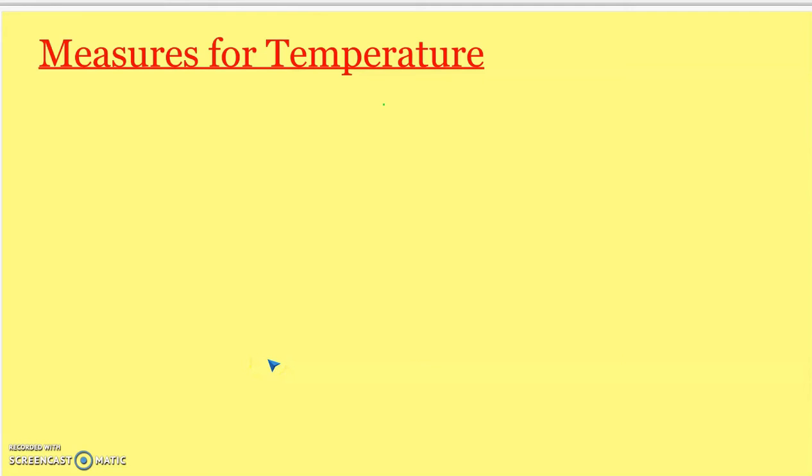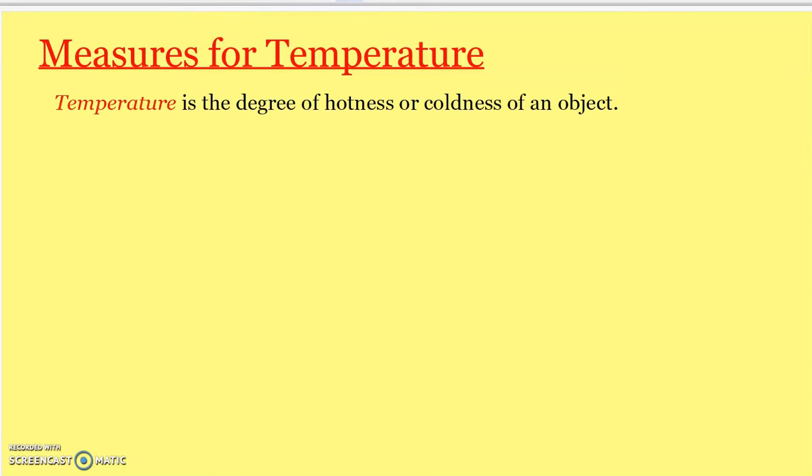Hi guys, hello. So this time for this video, you're going to learn about the conversion of measures for temperature. Before that, we define first what temperature is. When we say temperature, it's the degree of hotness and coldness of an object. We are familiar with the units of measure: we use Celsius, Fahrenheit, and the third one is Kelvin. So our focus will be the conversion process only.